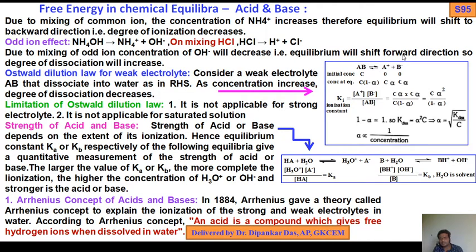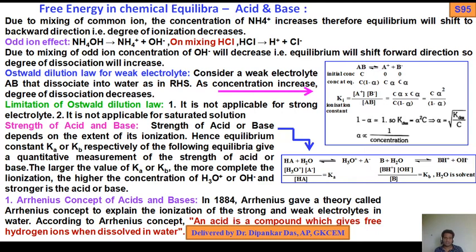That is, the equilibrium will shift in the forward direction. So the degree of dissociation increases. So the equilibrium will shift, that is, we get more ammonium ions and OH minus ions. So that's why if you mix an odd ion, then due to the odd ion effect, the degree of dissociation increases.